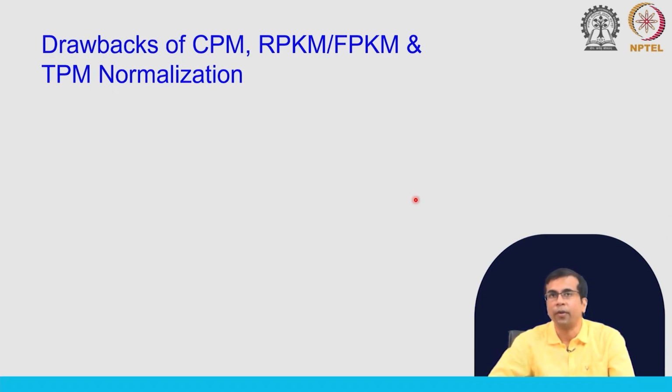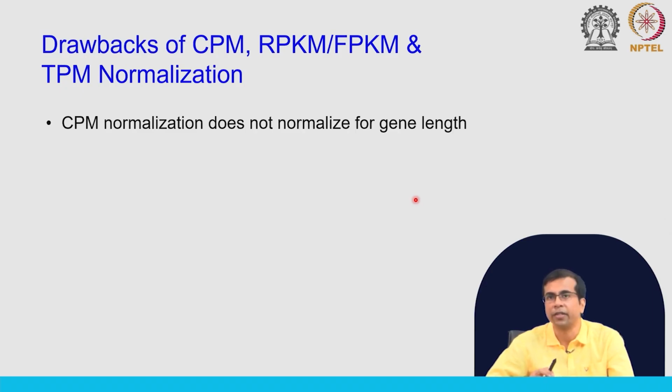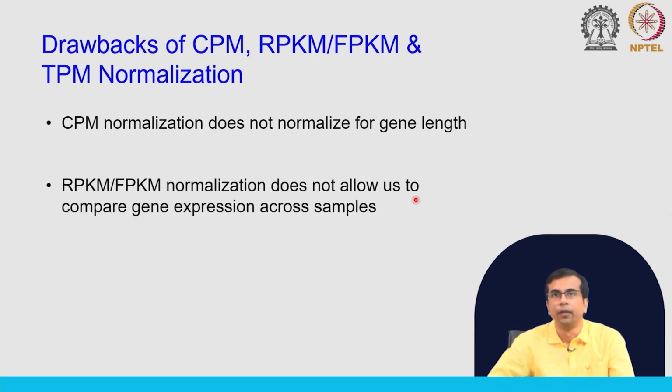These are the drawbacks of CPM, RPKM and TPM normalization. We have discussed these methods and seen that they are quite simple normalization methods. One of the problems with CPM normalization is that it does not normalize for gene length, which means we cannot compare expression levels of genes even within a sample, because we have not taken the gene length into account. We have also seen that RPKM, FPKM normalization does not allow us to compare gene expression across samples because the total count is different.